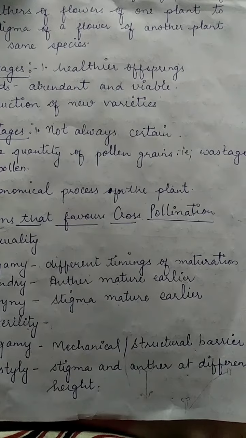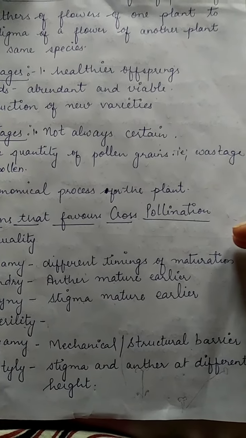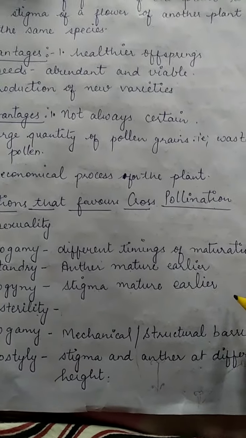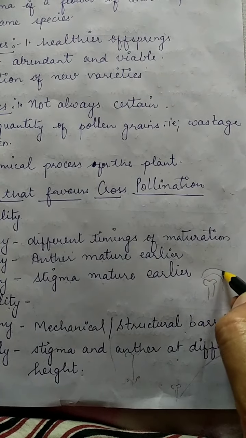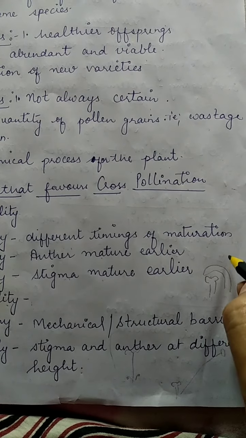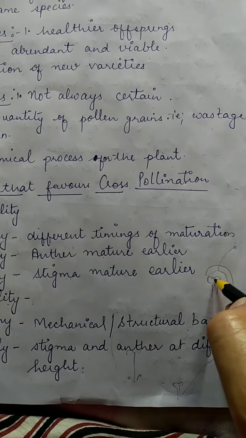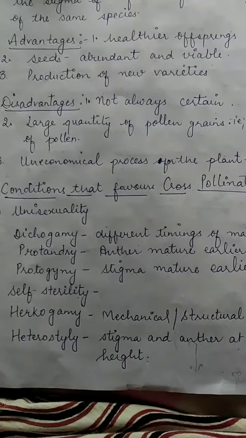For example, in the pansy flower, a mechanical hood is present which prevents the pollen grains from reaching the stigma. See, if this is a stigma, there is a mechanical hook present above it which prevents the fall of pollen grains onto this stigma.